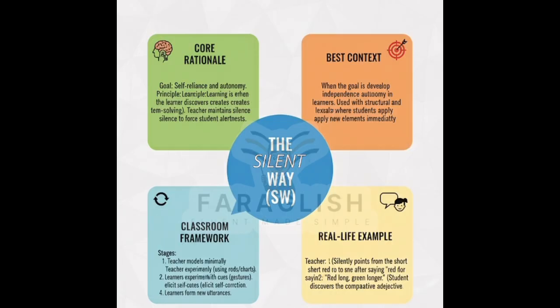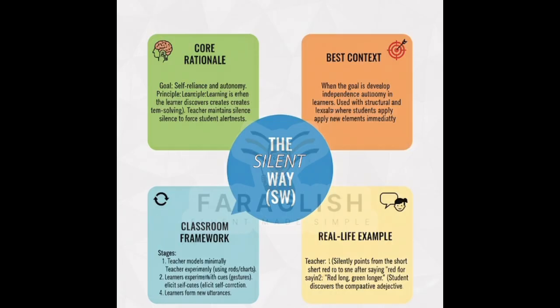2. Learners experiment with utterances and sentences, trying to match their production to the teacher's unspoken criteria. 3. Teacher provides silent cues, gestures, color charts, rods to elicit self-correction. 4. Learners eventually move from simple repetition to forming new utterances by combining old and new elements.